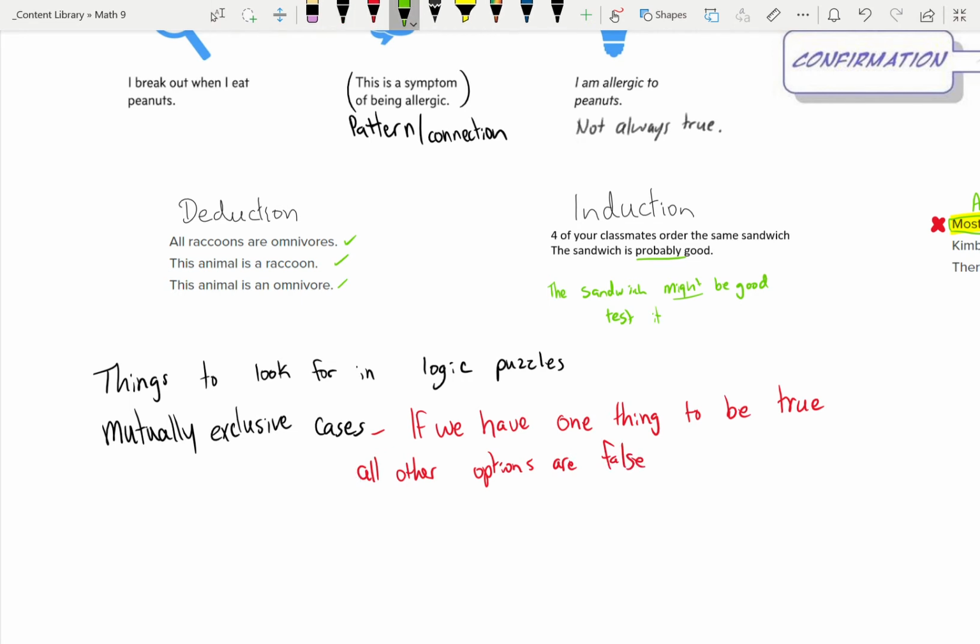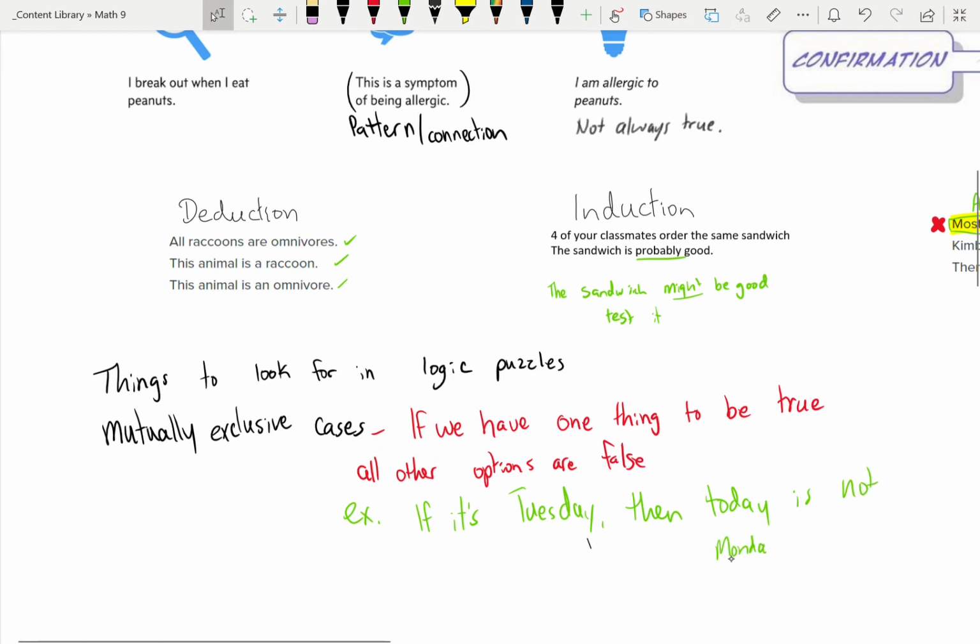So for example of a mutually exclusive case, if it's Tuesday, so if the day is Tuesday, then today is not Monday, Wednesday, Friday, oh, I missed Thursday, and then Saturday and Sunday.